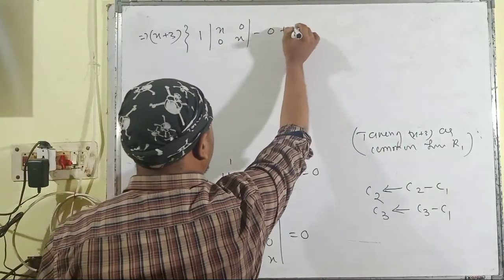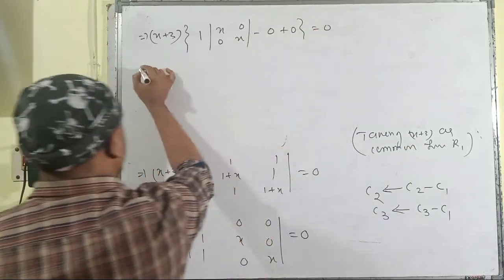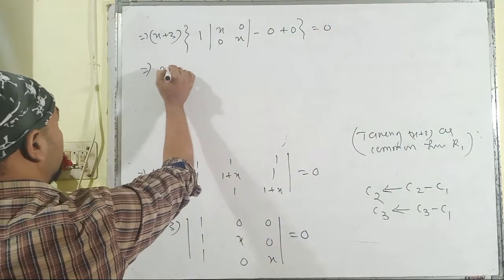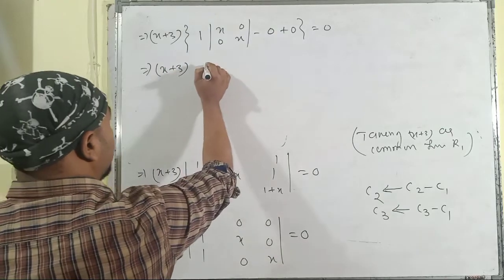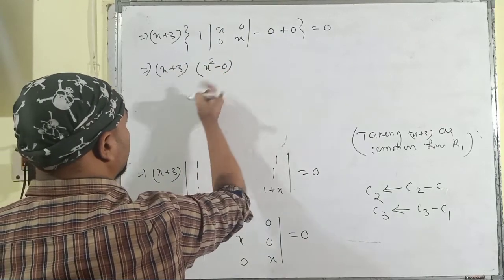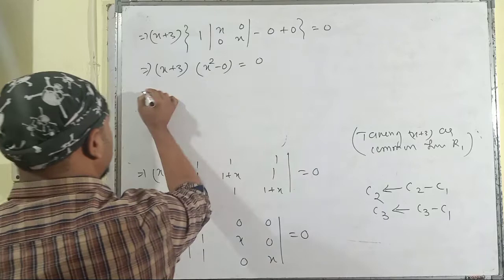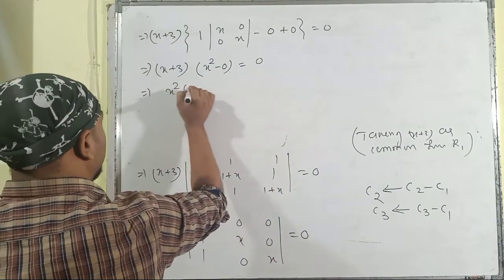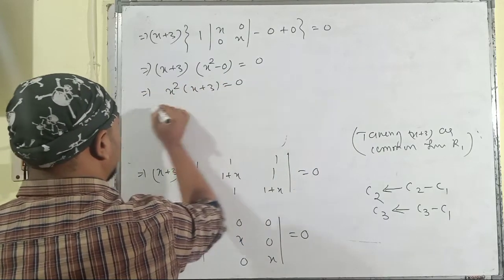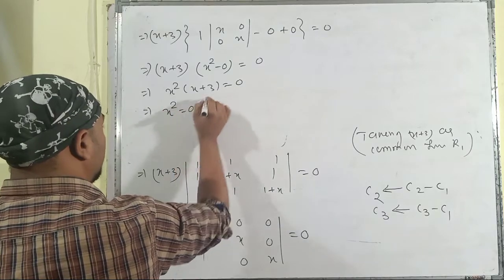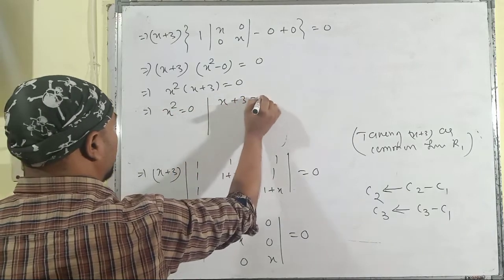The remaining terms are minus 0 and plus 0. You can skip these terms also. So here it is (x + 3) multiplied with (x² - 0). Just we are getting x² - 0, and this is equal to 0. That means x² multiplied with (x + 3) is equal to 0. That means x² is equal to 0 or x + 3 is equal to 0.